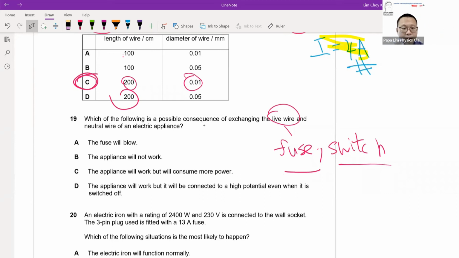Current will still work, so the appliances will still work. It will not blow, the appliances will not spoil, and it will not suddenly consume more power. The appliance will still function as per normal. But what happens is now your fuse and your switch will not be active anymore. Because the appliance is actually connected to the high potential, which is always connected to the positive terminal. So even though the switch is off, the appliance could still be live. Why? It's because the switch and the fuse are at the wrong location.